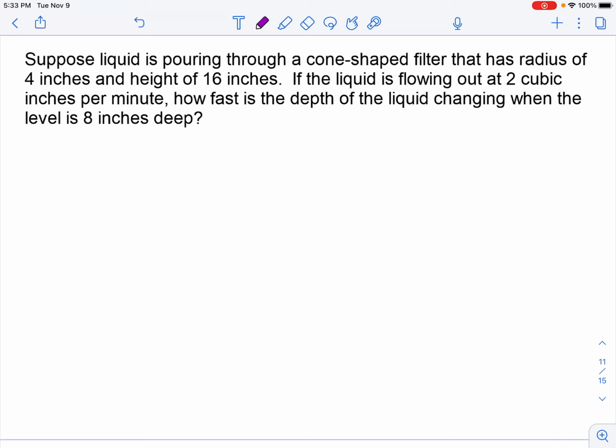All right, this next problem is a bit on the long side. I'm just going to warn you now. All right, suppose liquid is pouring through a cone-shaped filter that has a radius of 4 inches and a height of 16 inches. So I'm just going to stop right there.